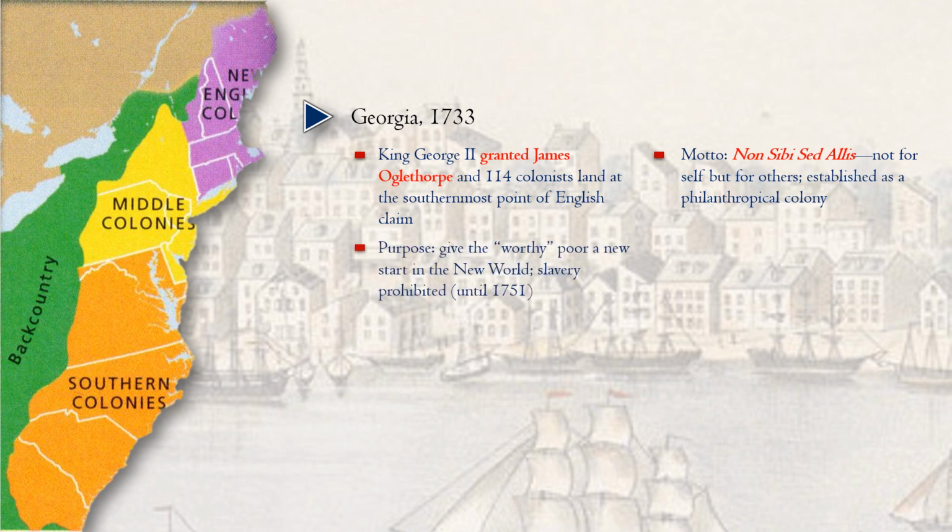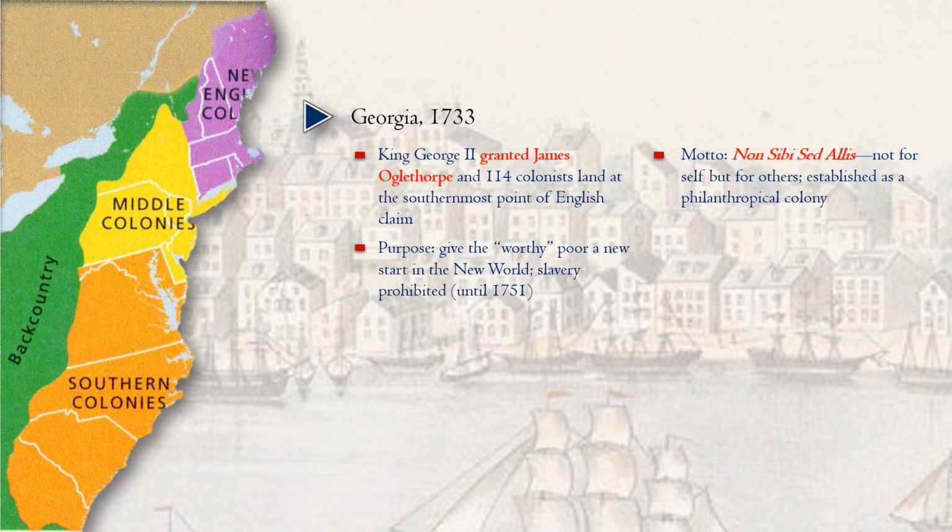The purpose is to give the worthy poor, and I put that in quotes there, the worthy poor of England a new start in the new world. Give them a plot of land, give them some farming equipment, give them a horse, and see how far they can take it. Slavery is going to be prohibited in Georgia up until 1751 anyway.